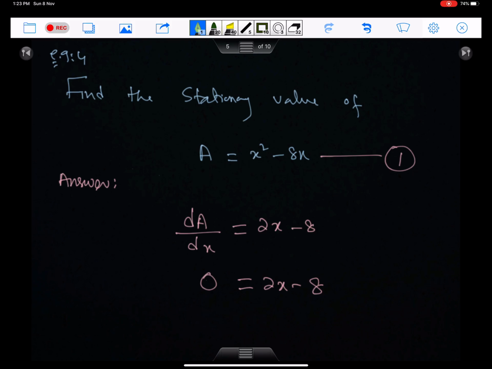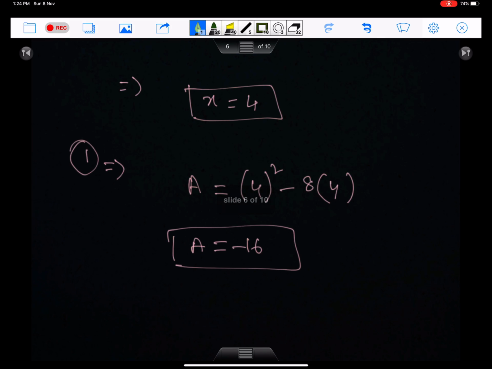Find the stationary value. This is one of the most important questions. Find the stationary value of A. To get the stationary value of the subject of the equation A, we need to differentiate A first, and then we need to equate the differential to 0, and then we will get the x coordinate of this stationary point, and then substitute this x into equation 1 to get the stationary value. Stationary value means the value of the subject of the equation. Therefore, A is minus 16.